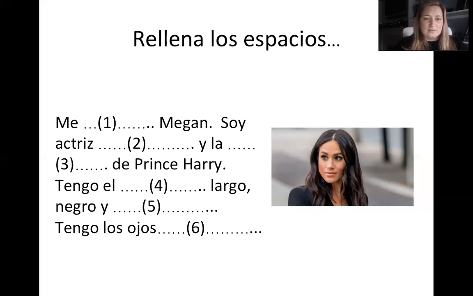Me llamo Megan. Soy actriz americana y la mujer de Prince Harry. Tengo el pelo largo, negro y ondulado. Tengo los ojos marrones.